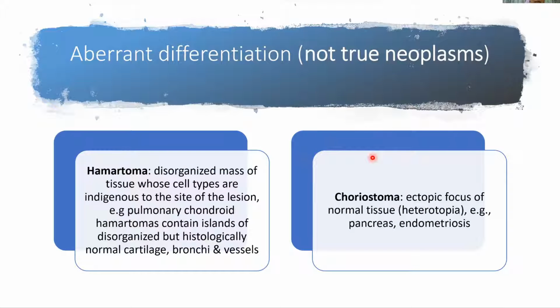Okay, these are the last categories. Aberrant differentiation is not true neoplasia. Clinically, we can see nodules or lesions, and sometimes we misdiagnose them as a neoplasia. They have two terms here, hamartoma and choristoma. Hamartoma means a disorganized mass of tissue whose cell types are indigenous to the site of the lesion. I will give you an example after this. Choristoma means an ectopic focus of normal tissue in other organs.